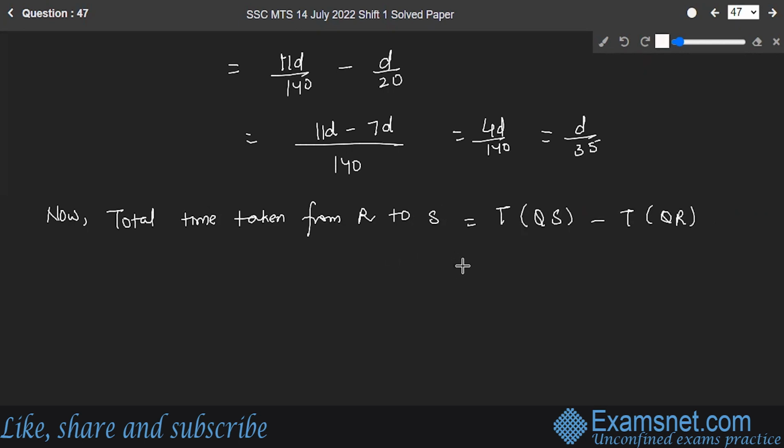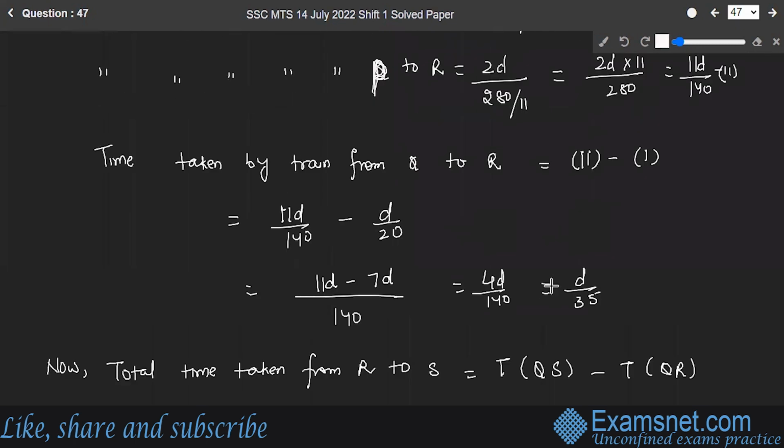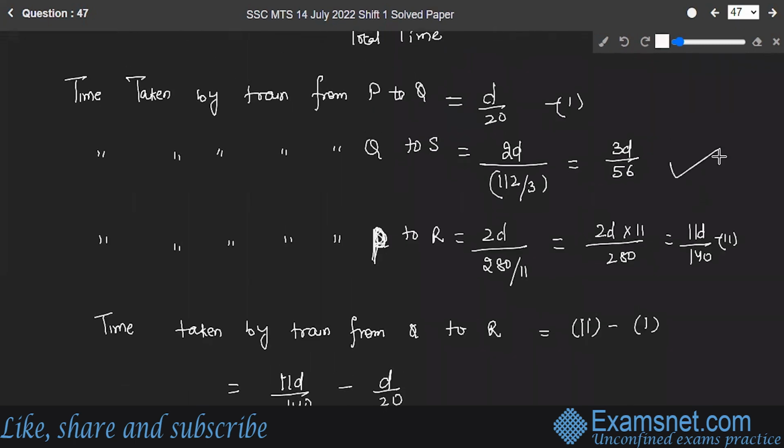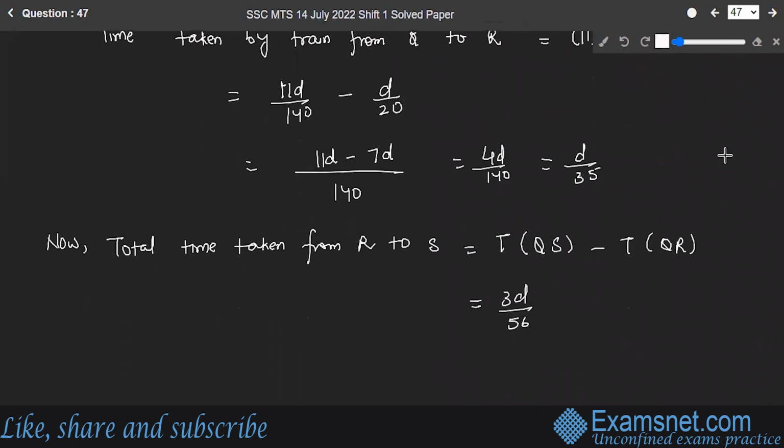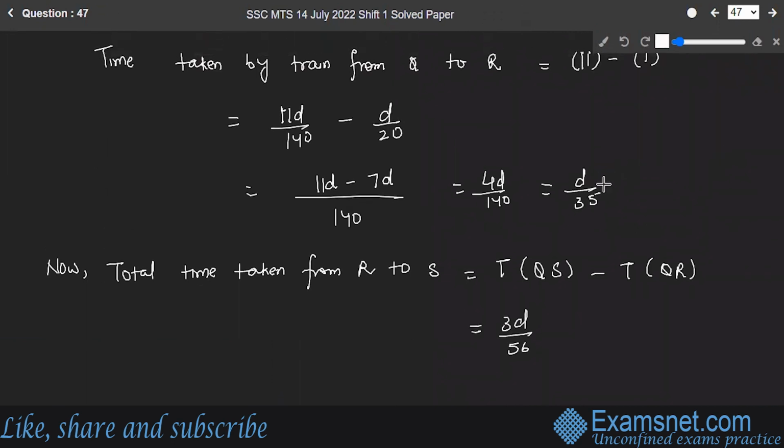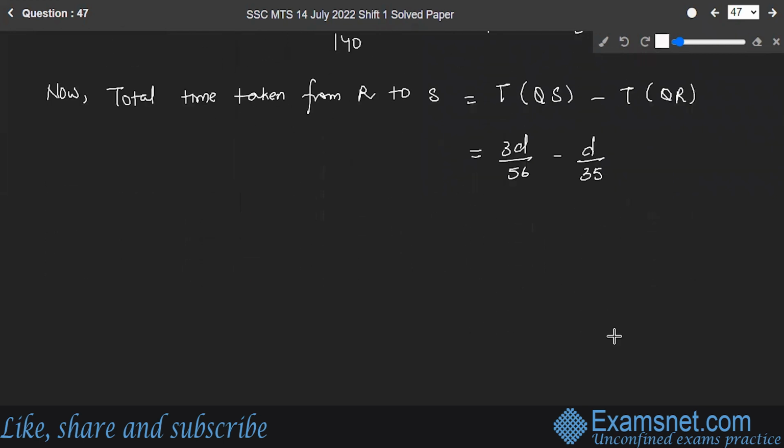So this is equal to 3D upon 56, right? We calculated this one over here. Q to S is 3D upon 56 and QR we just calculated, this is D upon 35. Right? So let's take the LCM and do all the further calculations. After doing them, you will get 49D upon 1960, which will give you D upon 40. So this is the time taken by the train from R to S.